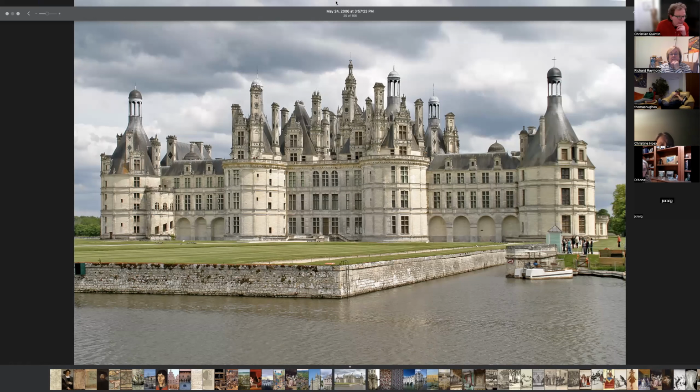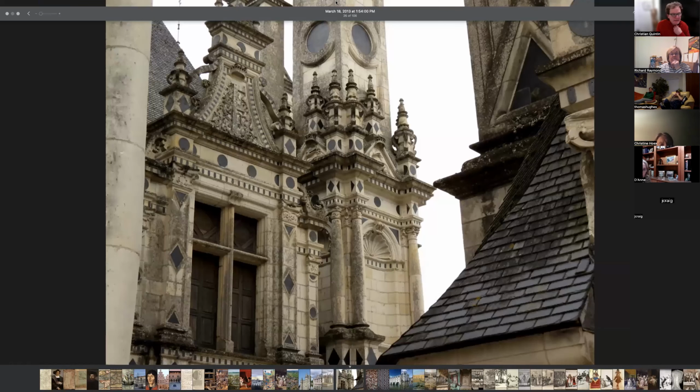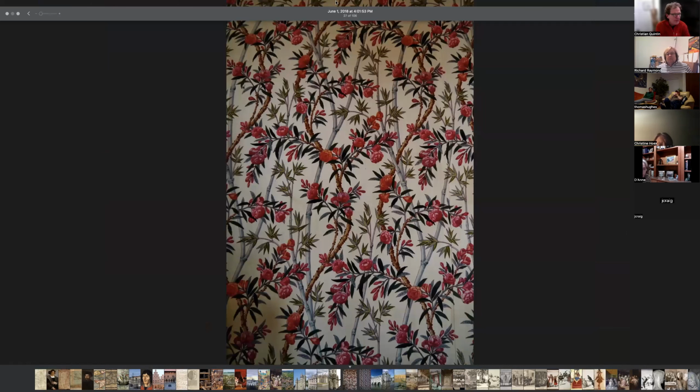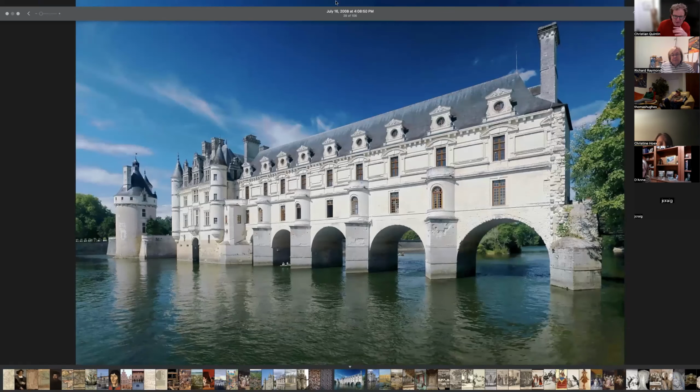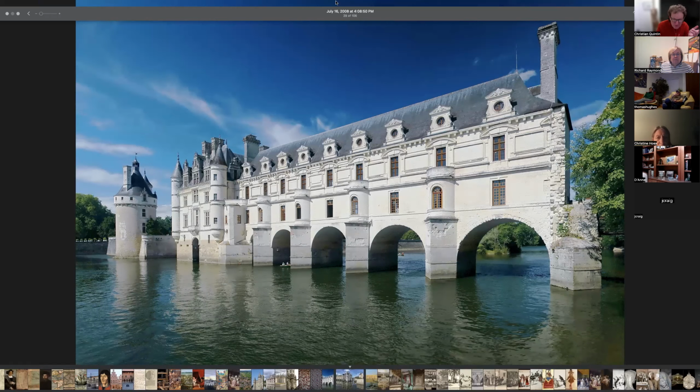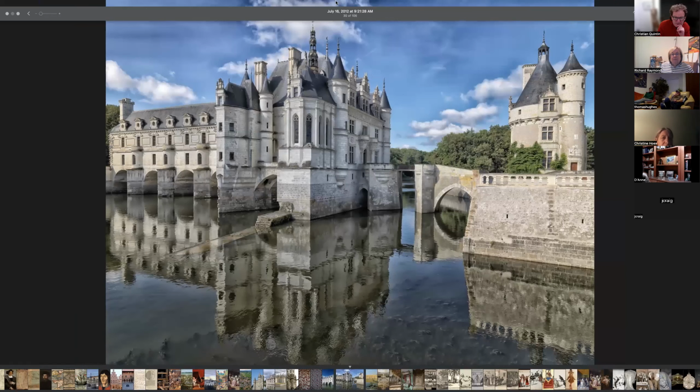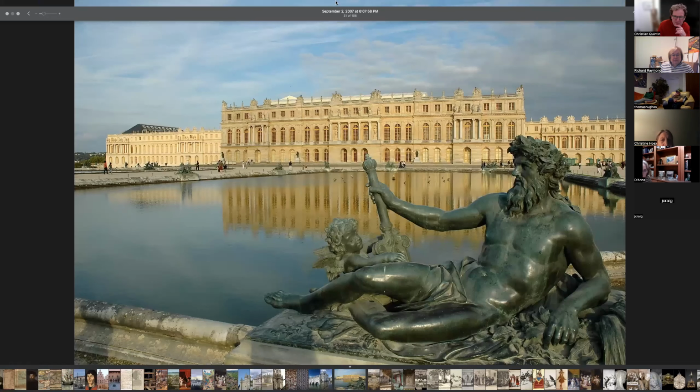And I found inside the castle, this is a detail of the castle. I found these two images of wallpaper inside the castle of Chambord. There's this one, which is just lovely, and there's this one. Isn't that pretty? And of course, this is the castle of Chenonceau, another one. You can see there's no more fortification, no more need to defend the castle. It's a different world, the world of the Renaissance. And this is still the same castle. And of course, there's Versailles, which was the principal residence of the King of France until the French Revolution.